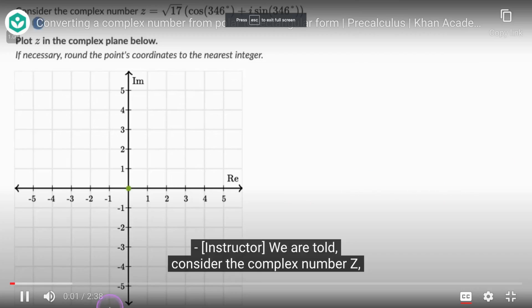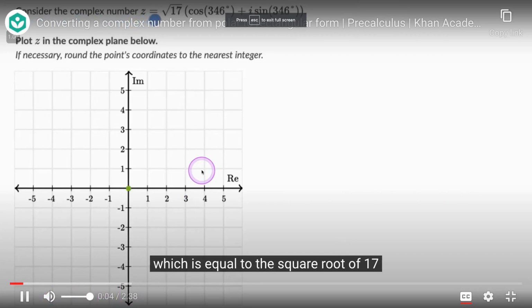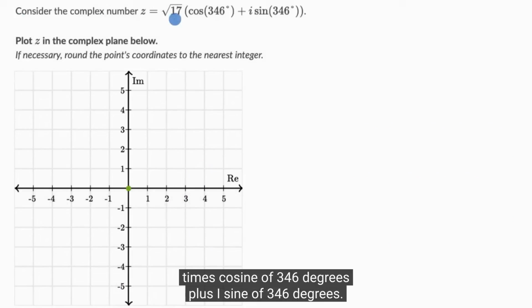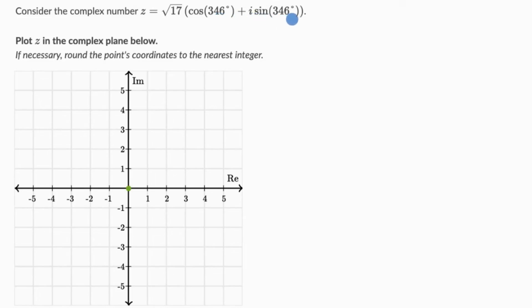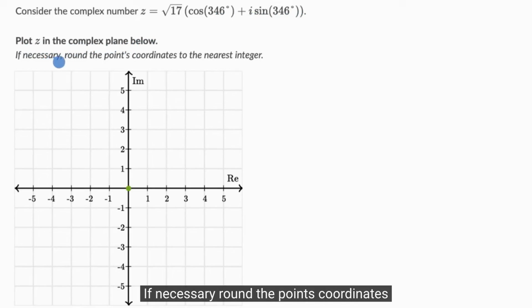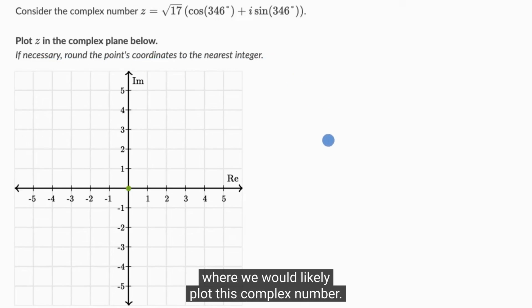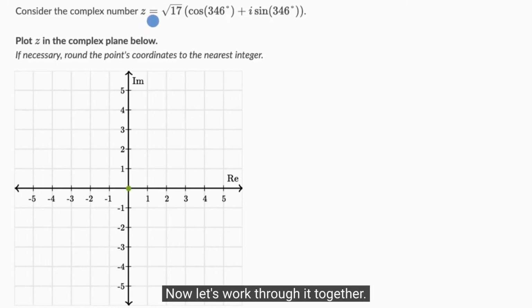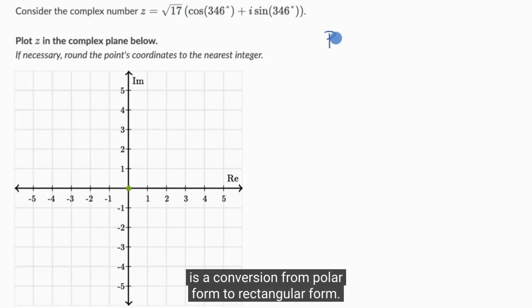We are told, consider the complex number z, which is equal to the square root of 17 times cosine of 346 degrees plus i sine of 346 degrees. And they ask us to plot z in the complex plane below. If necessary, round the point's coordinates to the nearest integer. So I encourage you to pause this video and at least think about where we would likely plot this complex number. All right, now let's work through it together. So when you look at it like this, you can see that what's being attempted is a conversion from polar form to rectangular form.